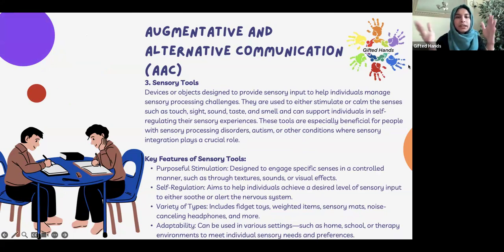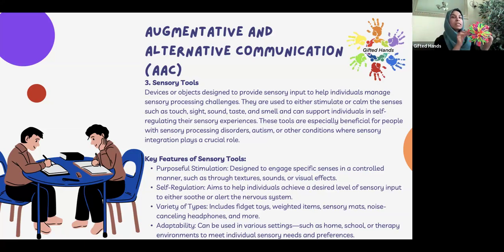Okay, so it relates to our senses: sight, smell, taste, touch, and hearing. So, for example, I can show you all a few things. Let's say you're trying to make the child verbal through sensory tools. So how can you do this? You can show them. This is just a sensory toy that I use with my children. So you can show them, and you want to make them verbal.